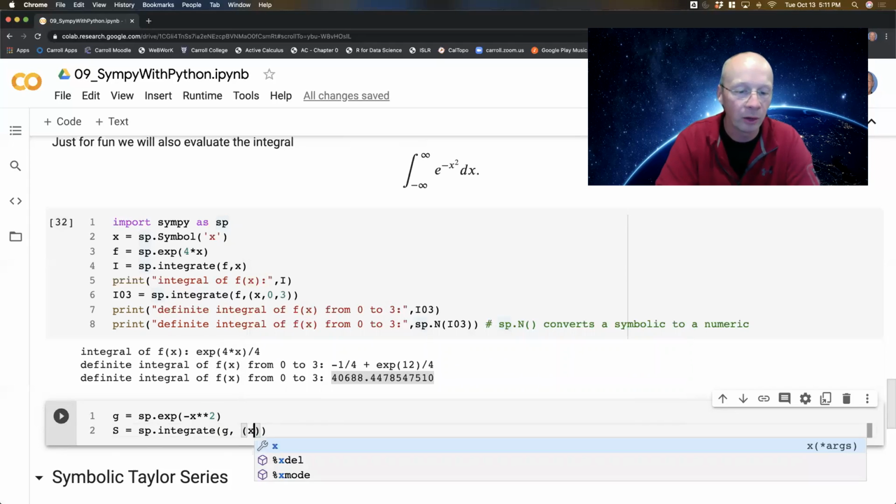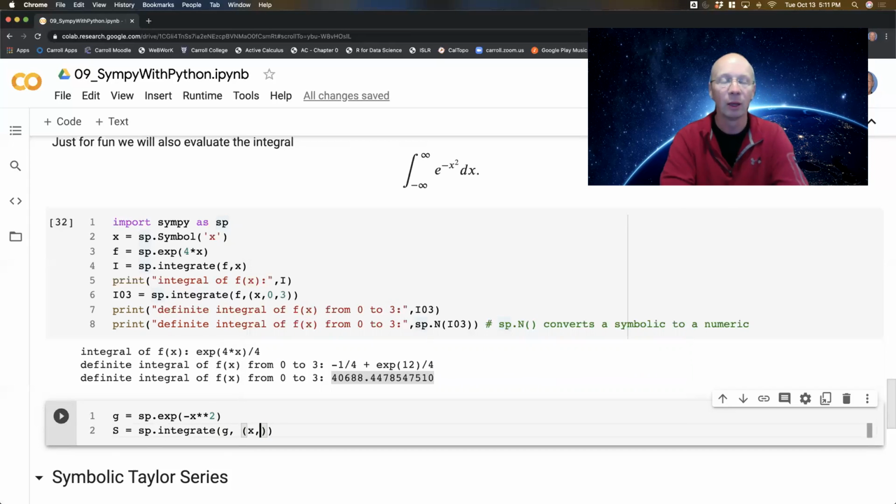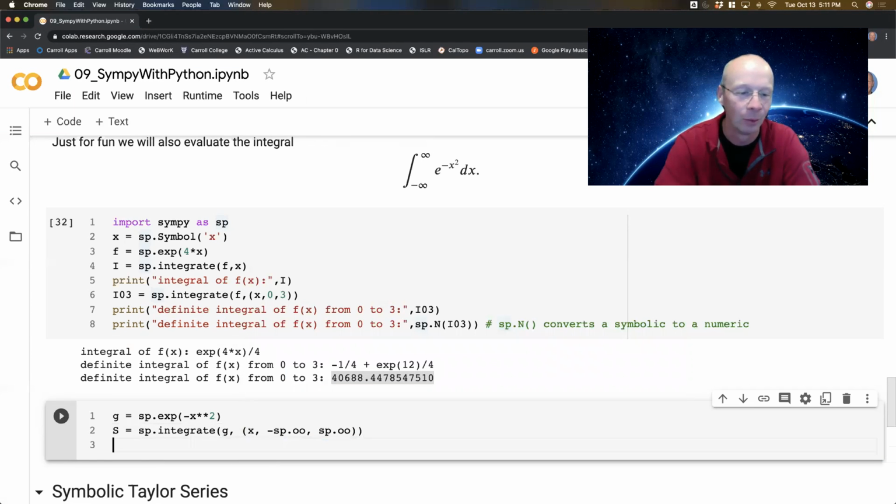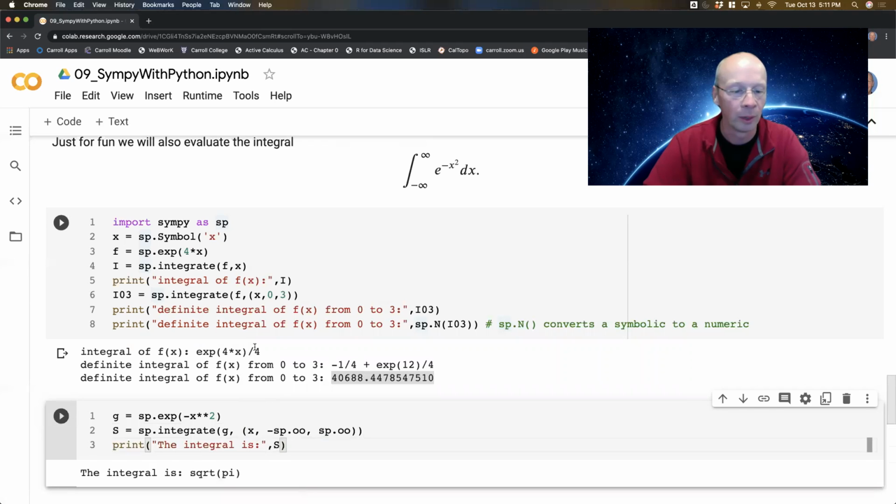I'm going to say I want x to go from, well, minus infinity. Technically, that's a limit, but there is a symbolic minus infinity. So I'm going to do negative sp dot, and somebody has a sense of humor here. O-O. That's not a 0, 0, that's a lowercase o followed by a lowercase o. Those are infinities. And if you kind of blur your eyes, those o's look like they're sitting together and those are infinities. All right, well, whatever. Somebody's got a sense of humor. Let's see what we get.